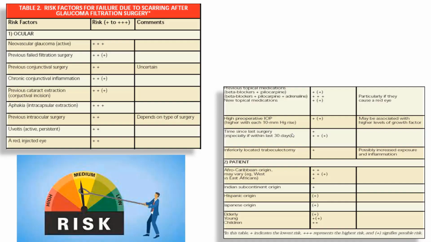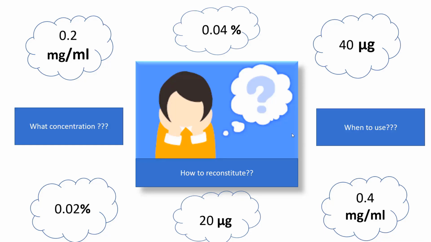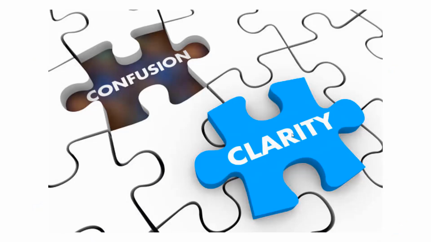High risk factors for failure of trabeculectomy include neovascular glaucoma, uveitis, previous failed filtration surgeries, aphakia, and patients of Afro-Caribbean origin. Hence, it is essential to modulate the dosage, timing, and application of mitomycin C. This varies from surgeon to surgeon, which tends to create a dilemma for budding surgeons. Literature provides dosage in varying units ranging from milligram, microgram to percentages, which further adds to the confusion. By the end of this video, we hope to clear the confusion.